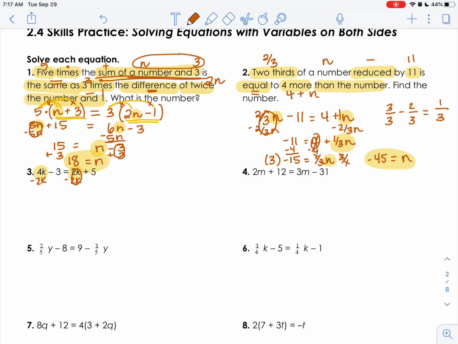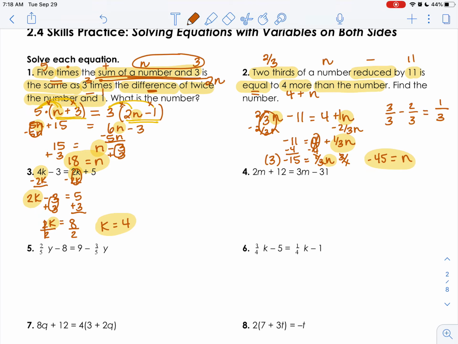So on the right, 2k minus 2k cancels as I wanted it to, leaving me with just 5. And on the left, 4k minus 2k is 2k minus 3. Now that my k's are together, I'm going to get them by themselves, so I'm going to move this 3. Negative 3 plus 3 is 0, leaving me with my 2k as I wanted. And then 5 plus 3 is 8. To get the k totally by itself, I undo 2 times k by dividing by 2 on both sides. 2 divided by 2 is 1k, and 8 divided by 2 is 4.